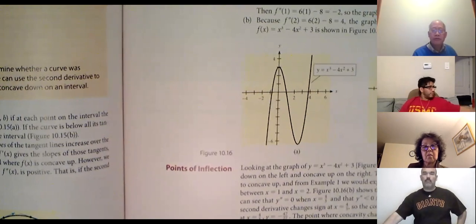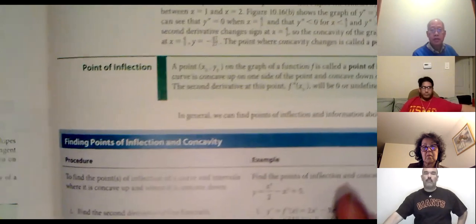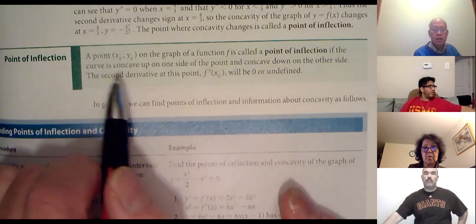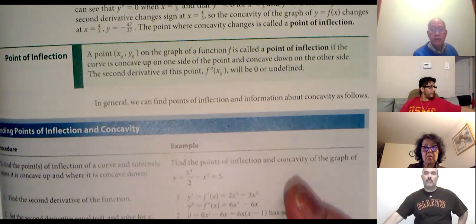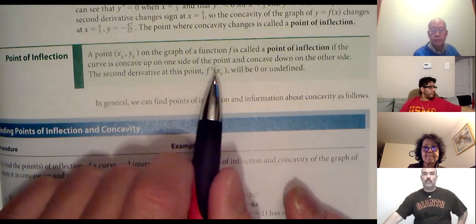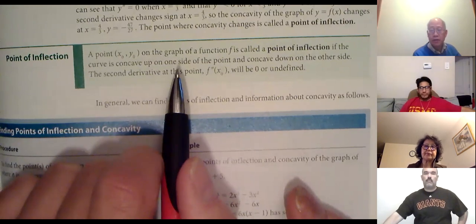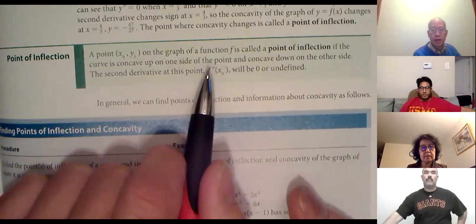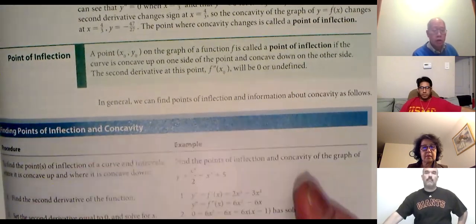Okay. Point of inflection or inflection point. A point is called a point of inflection or inflection point if the curve is concave up on one side of the point and concave down on the other side. So the graph switches from concave down to concave up, or the other way around, from concave up to concave down. The second derivative at this point will either be 0 or undefined.